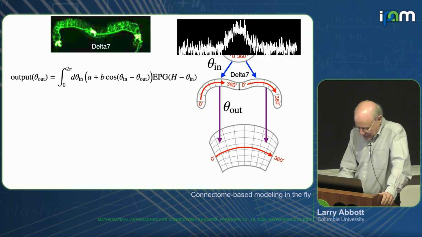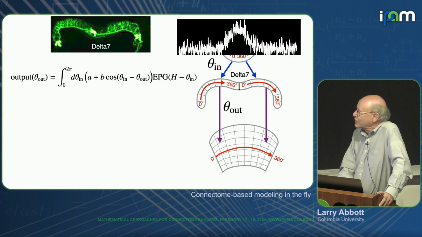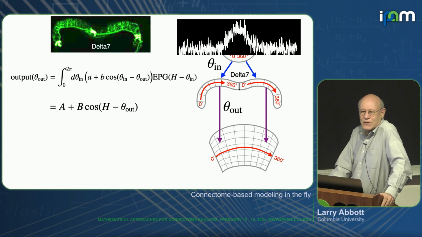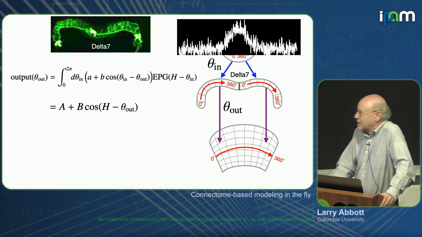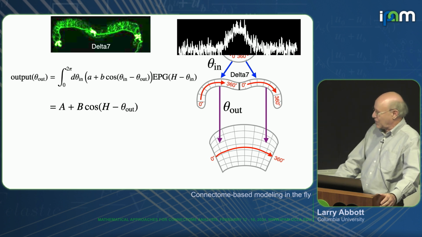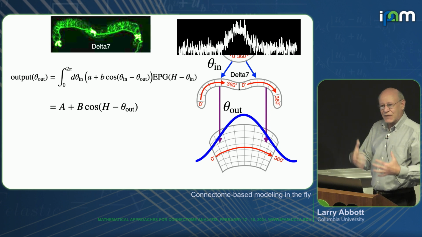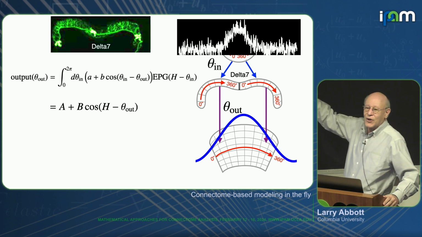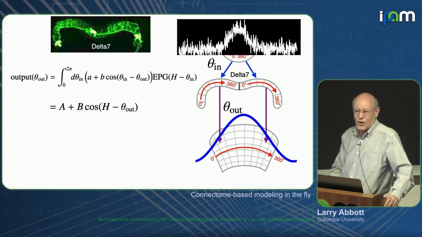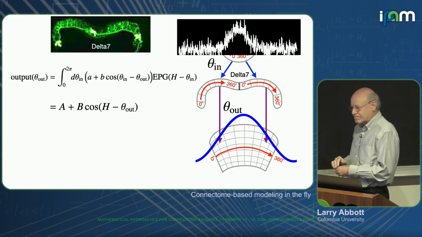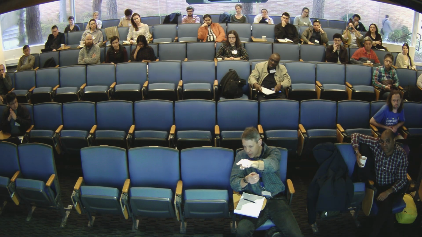And due to a property of cosine convolutions, that will become a cosine. It has to be a cosine. It doesn't matter what you stick in, out will come a cosine. And so these delta 7s seem specifically built to take any old signal you want and turn it into a cosine.